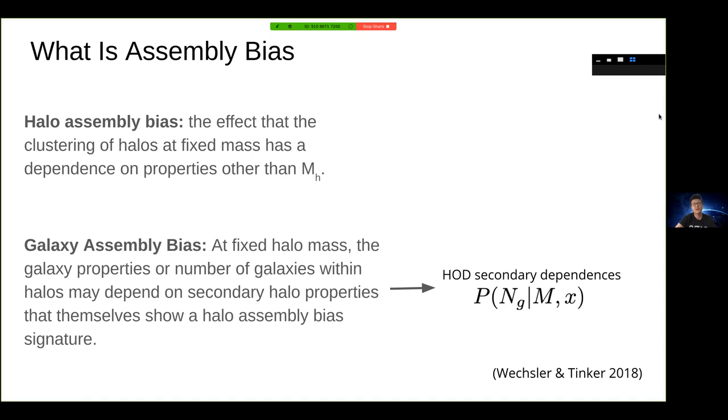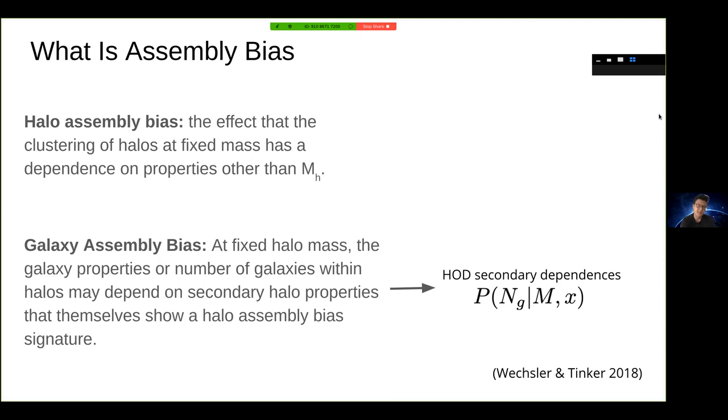So let me just start off by asking the question: what is assembly bias? How do we define assembly bias? I think when we talk about this effect, we're mostly talking about two separate phenomena. The first is halo assembly bias, which is the effect that the clustering of halos at fixed mass has a dependence on properties other than halo mass itself.